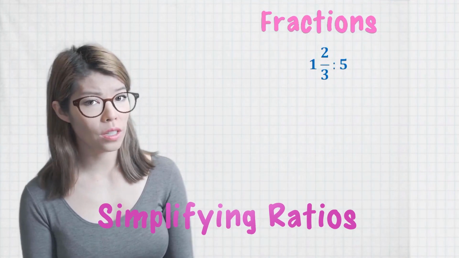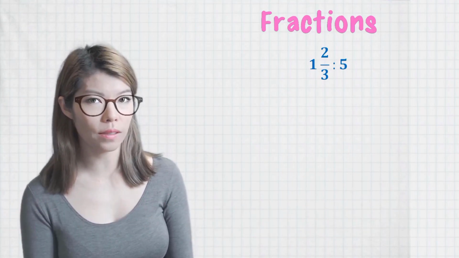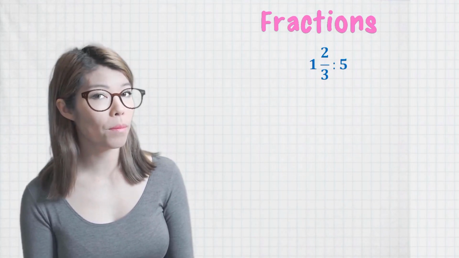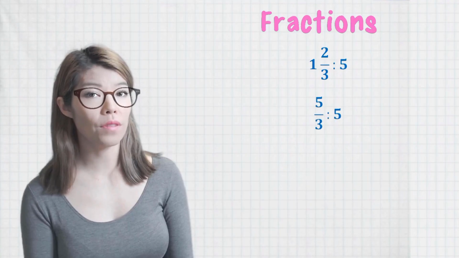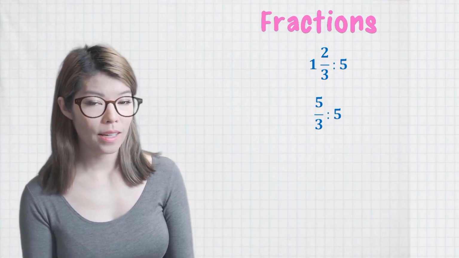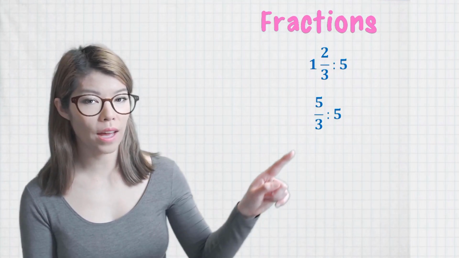What about fractions? What if we have 1 and 2/3 to 5? How do we compare that? That's tricky. So firstly, we can convert it into improper fractions. 1 times 3 is 3 plus 2 is 5. So 5/3 to 5. Now, again, it's pretty hard to compare, so we have to get rid of that 3.